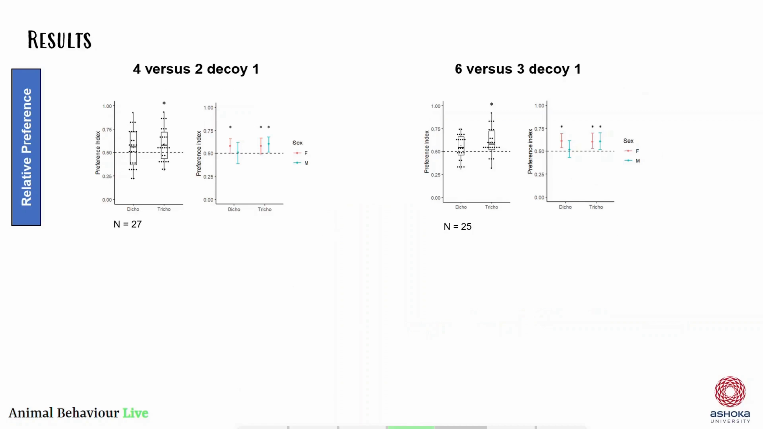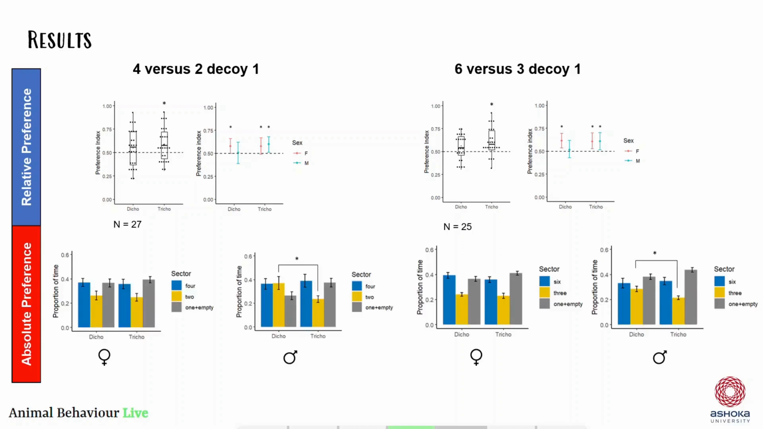At the population level, we found that relative preference for the larger shoal was significant only in the presence of the third option, both in 4 versus 2 and 6 versus 3 choice sets. And it was contributed primarily by the male subpopulation, shown here in the green. Error bars here are the 95% confidence intervals.